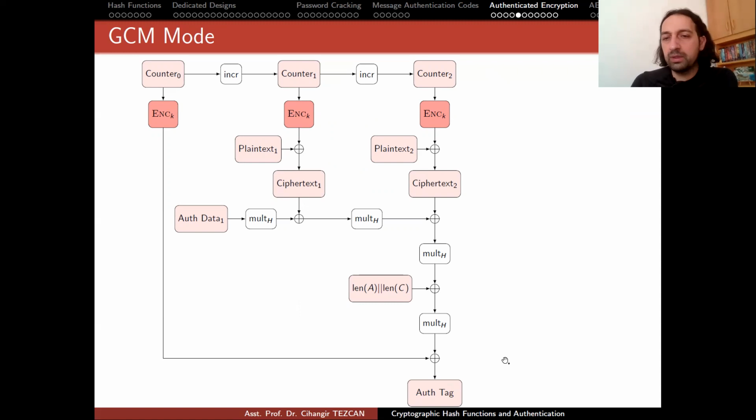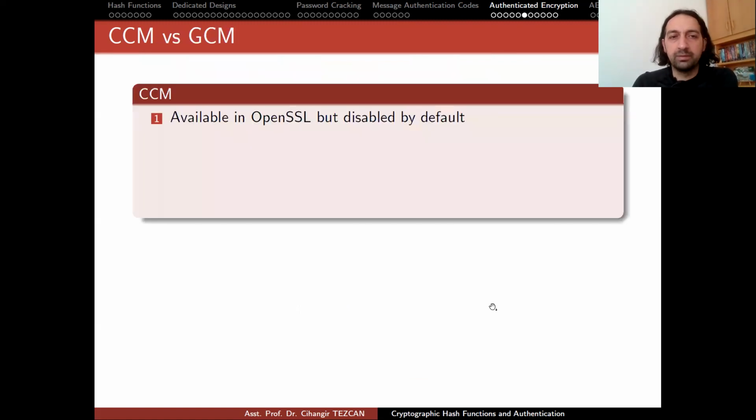So GCM mode is important because most probably this is what you are using all the time. You can also check the applications you are using and see which mode of operation, if in authenticated encryption, they are using. So as far as I know, if you are using Zoom, Zoom is using AES 256 in this GCM mode. Many other famous applications or platforms also use GCM mode. So it is like the most used authenticated encryption currently.